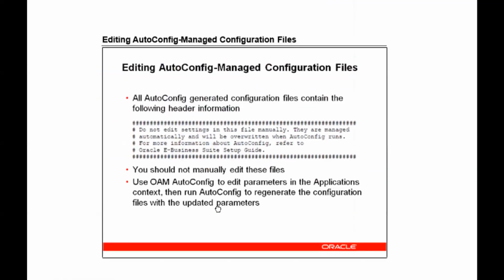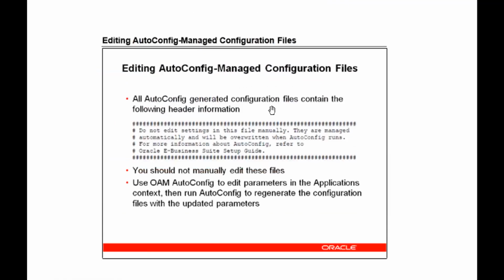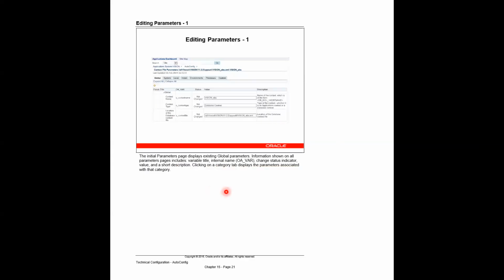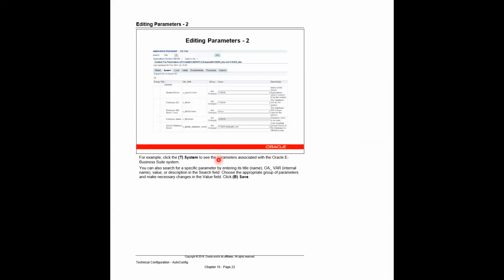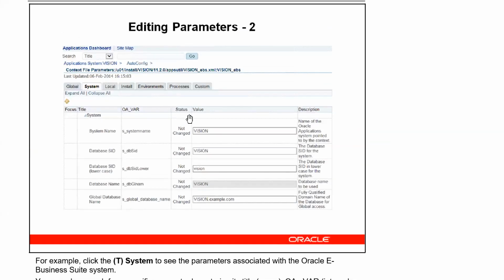Right, so editing autoconfig managed files. If any file is mentioned like this, you should not manually edit this file. You have to use OEM autoconfig to edit parameters in the application context and then run autoconfig to generate the configuration files while updating it. So how do you edit it? From OEM, you have to open it and make the changes, whatever parameter you want to change, and then run autoconfig. So any parameters you want to change, you can change it.